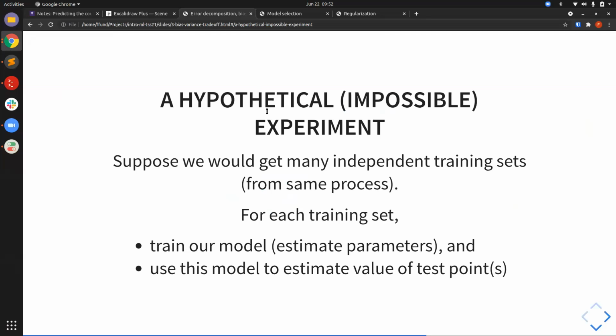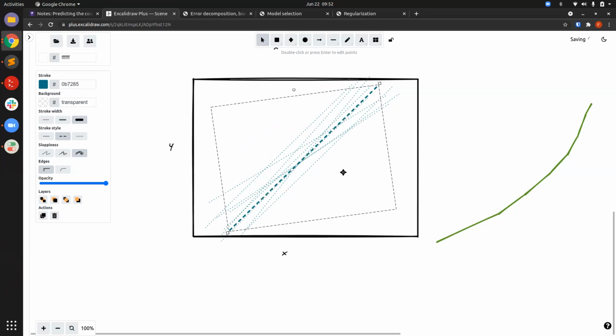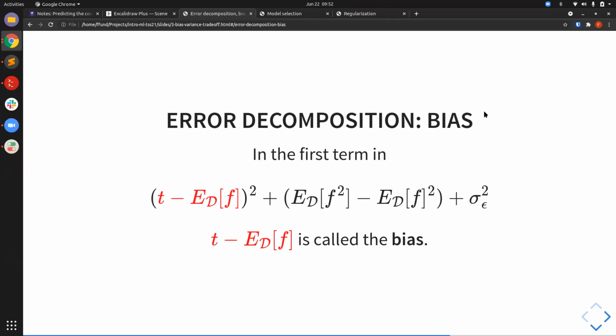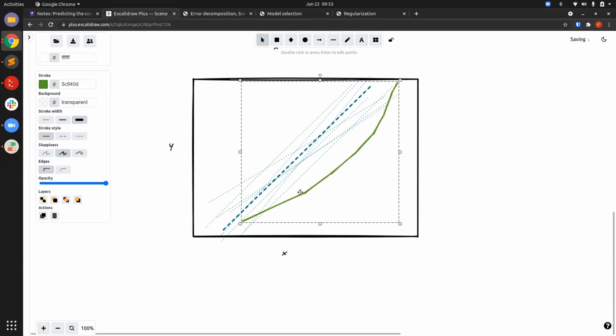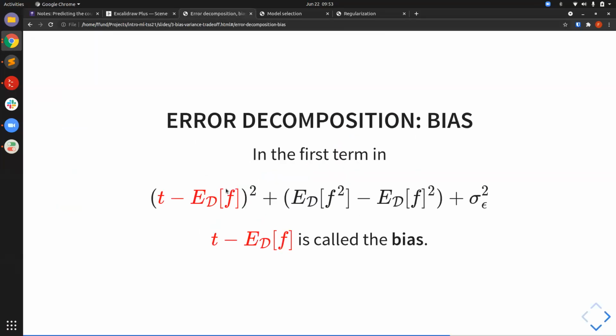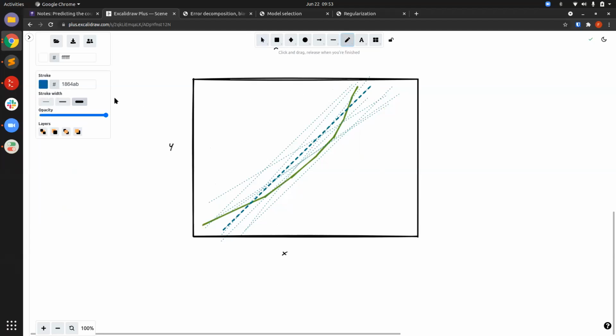So we have this hypothetical experiment where for many independent training sets drawn from the same process, we estimate parameters and estimate some value at test points, and then we have the mean over all of these models, which is this heavier line here. Let's take a look at that error decomposition. The first term is a difference between the true function, so let's put the true function back here, and the mean model. The mean model is this heavy dashed blue line. The true function is the green line.